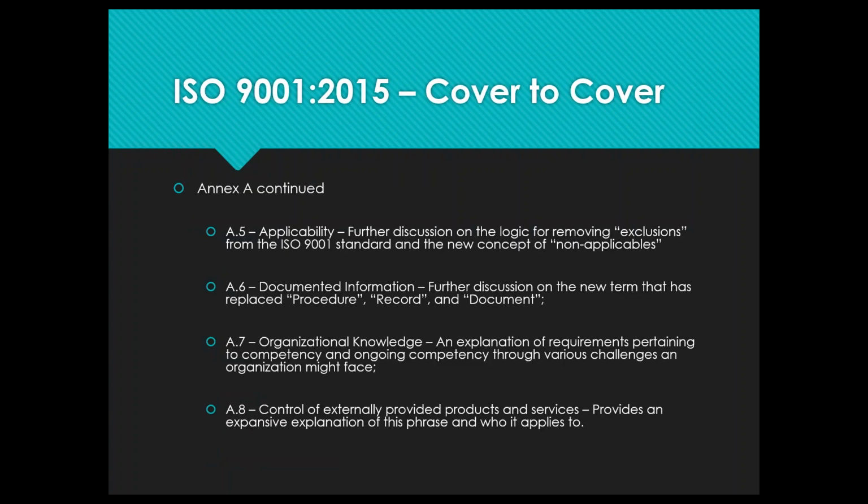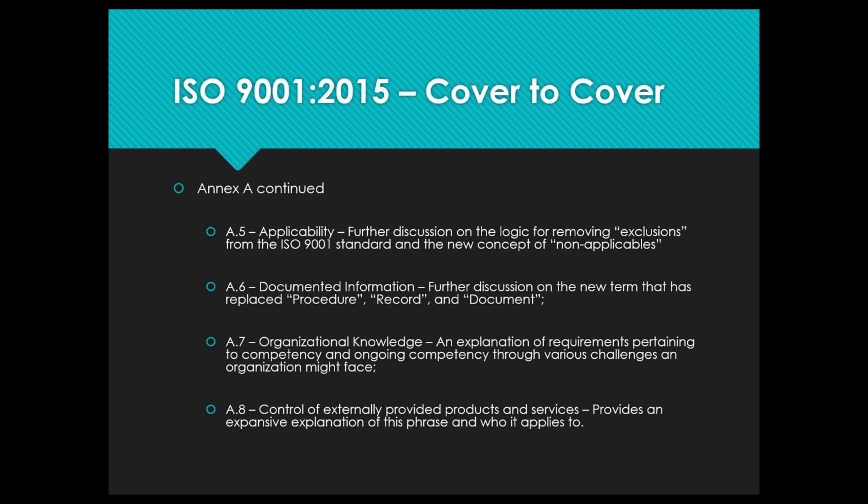A5 is called applicability. It refers to the removal of the term exclusions. This was a term that was used in the prior versions of ISO 9001, and it gets into this new idea of non-applicable clauses. A6 is called documented information, and it gives some discussion on the terms procedure, record, and document, why those terms are no longer used, and the phrases that have replaced those terms.